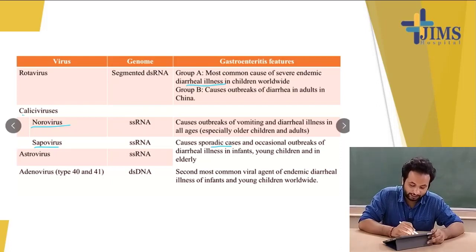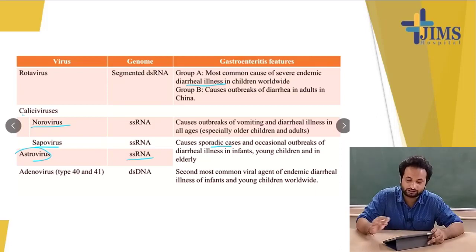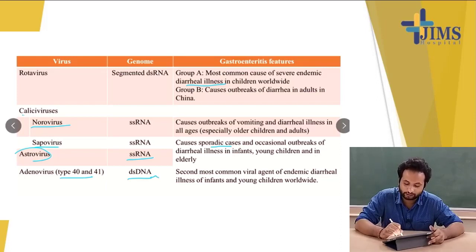Then we come to astroviruses, which are again single-stranded RNA viruses, which cause sporadic cases and occasional outbreaks of diarrheal illness in children and adults. And then there is adenovirus, which is type 40 and type 41, a double-stranded DNA virus. It is the second most important cause of viral diarrhea, and it happens in infants and young children worldwide.